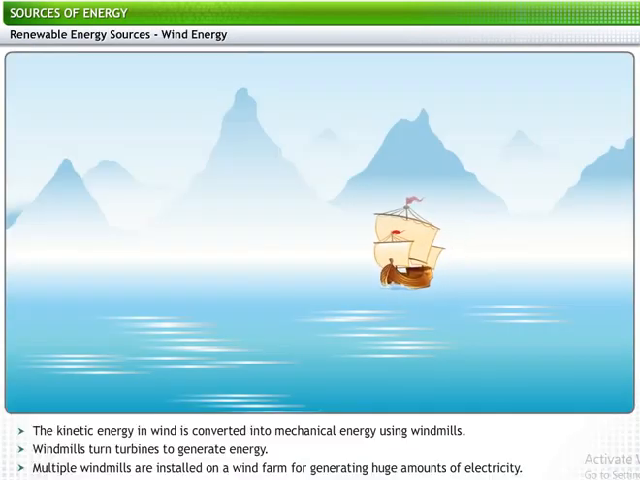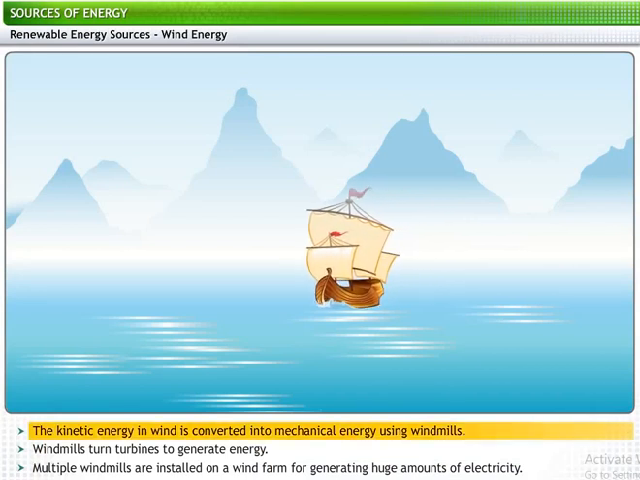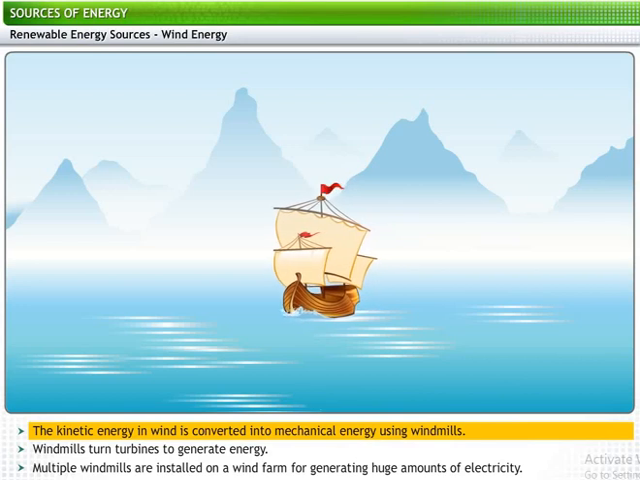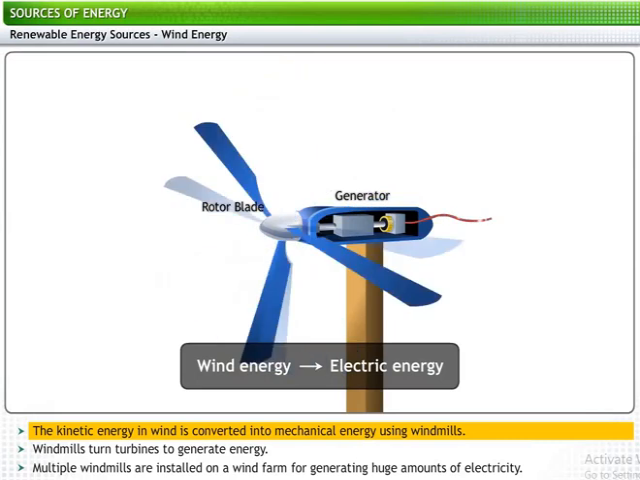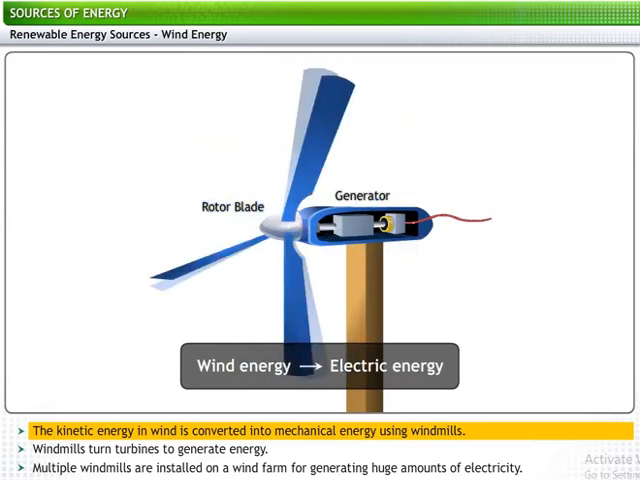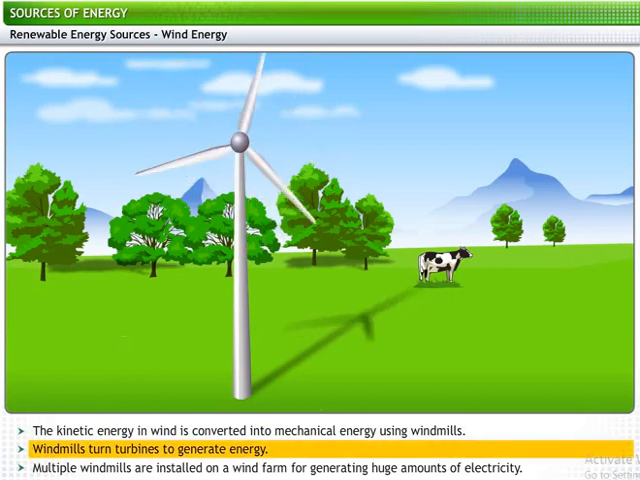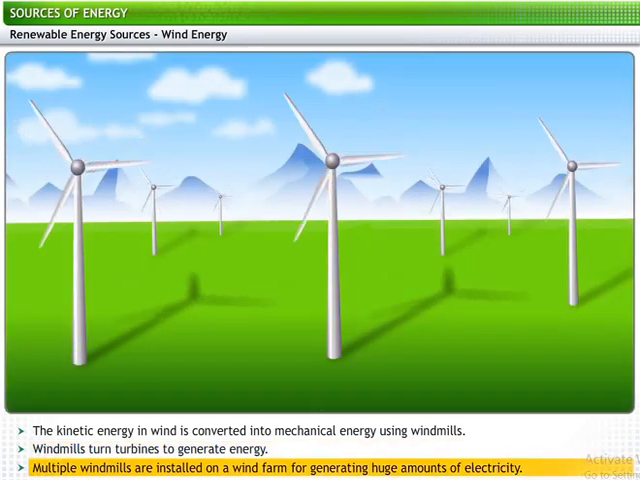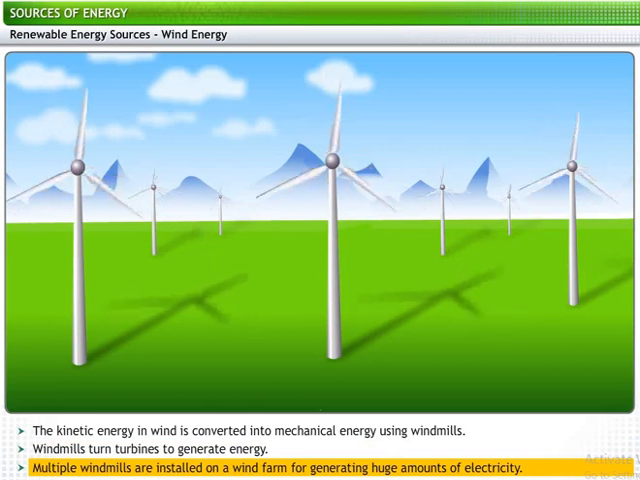Wind is another freely available source that we use for generating energy. The kinetic energy in wind is converted into other forms of energy using windmills. You may have sometimes seen windmills around the countryside. These windmills are typically used to generate power for local farms. When wind blows, a windmill's blades turn a turbine to produce electricity. To generate huge amounts of electricity, a number of windmills are installed on a wind farm.